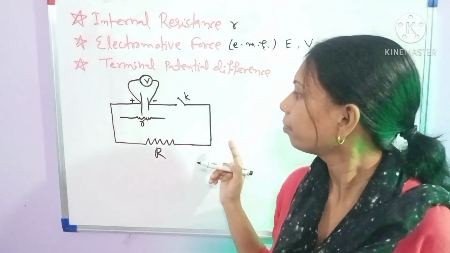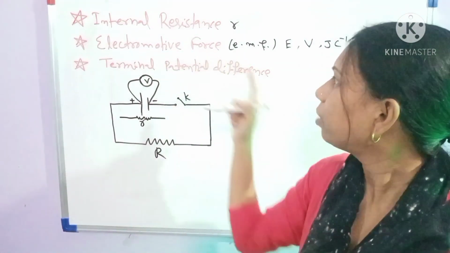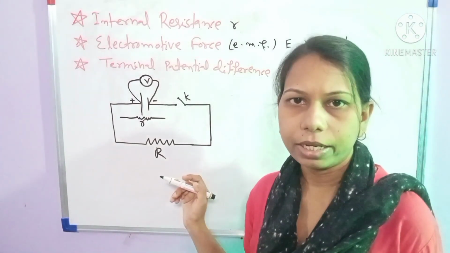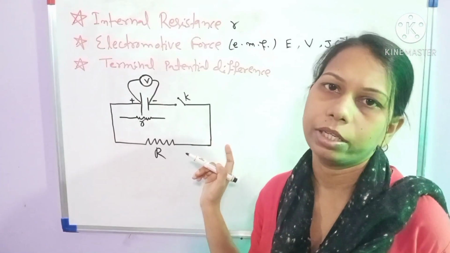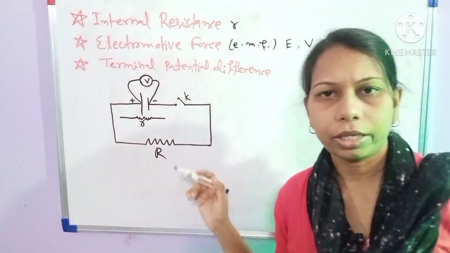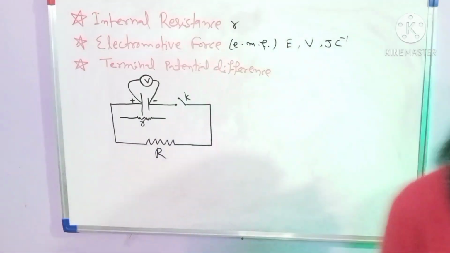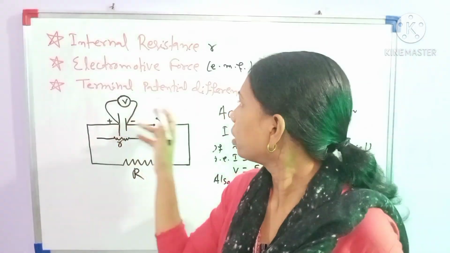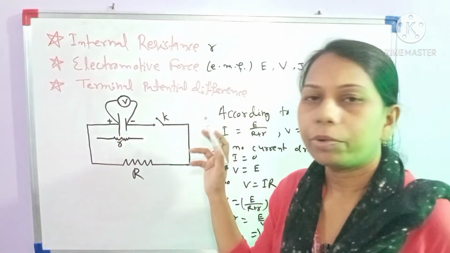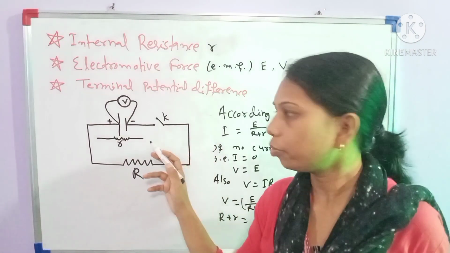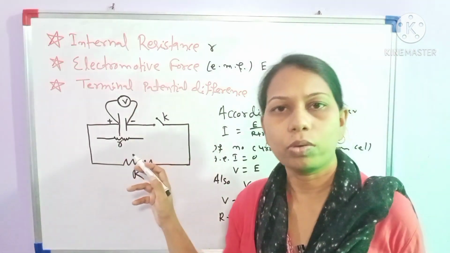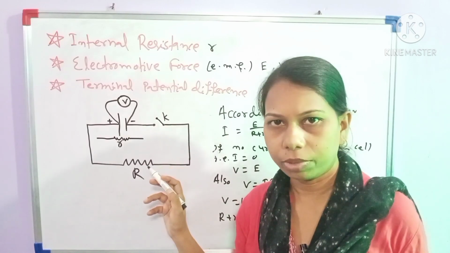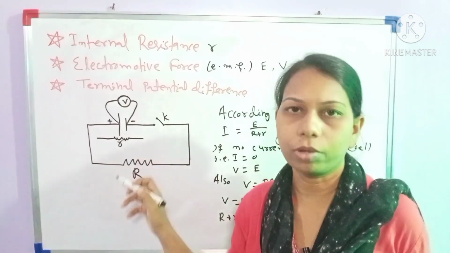Remember one thing, though it is named electromotive force, it does not represent any force. Instead, it represents work done per unit charge to drive the carriers of electricity. Next is terminal potential difference. The potential difference between two poles of the cell in a closed circuit is known as terminal potential difference. Closed circuit means when current is drawn from the cell.